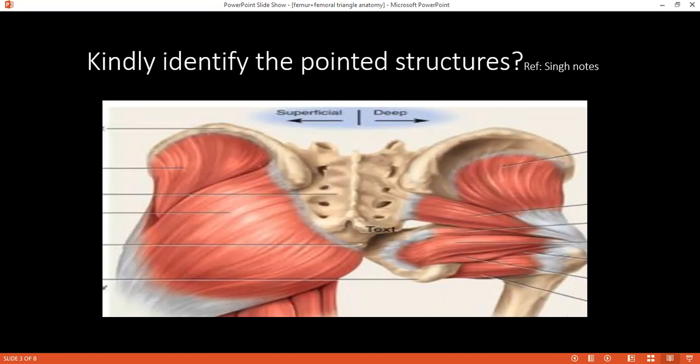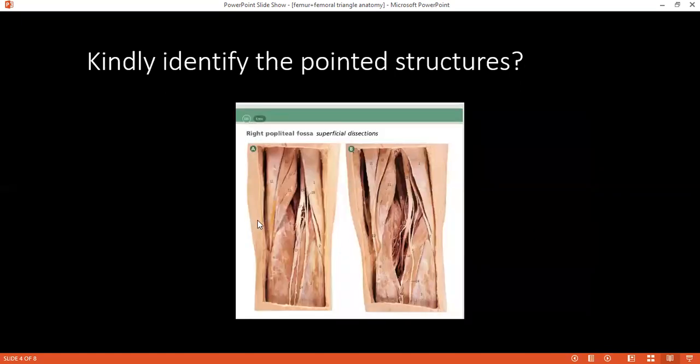Can you also tell me how you would test the sensation of the leg? If you have to test the lateral aspect of the foot, which dermatome would that be? How would you check it? L5. S1. Okay. If you have to check for L4, where would you test it? It's the medial side of the leg. How would you check the deep peroneal nerve? It's a very common and famous one. First web space. Okay. You knew it.